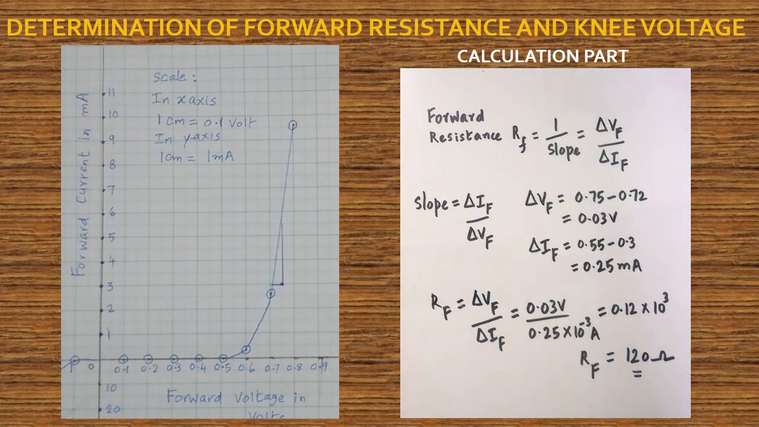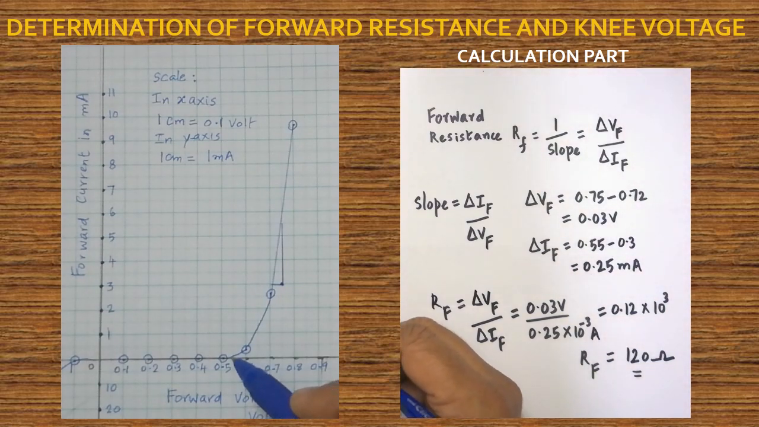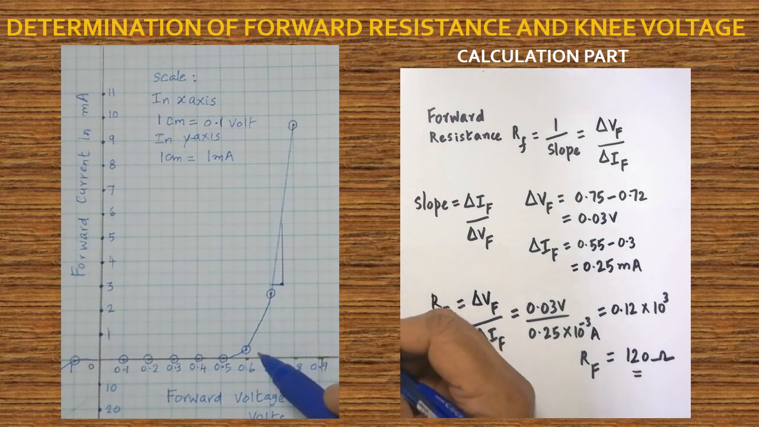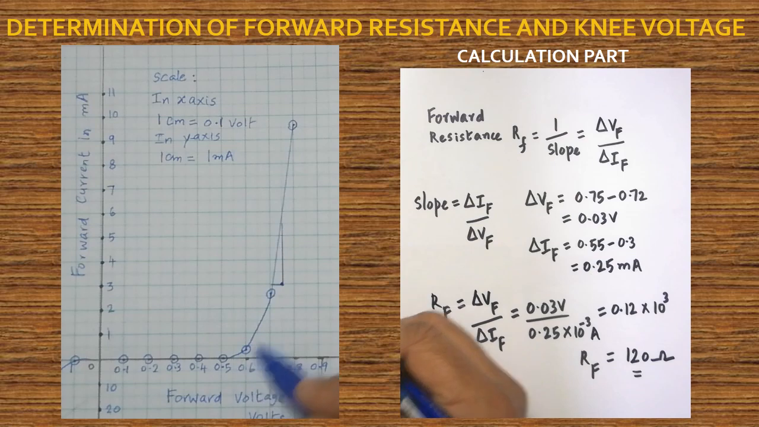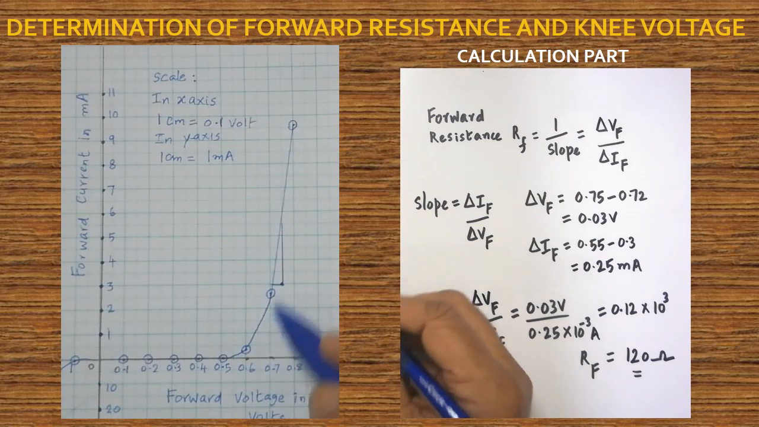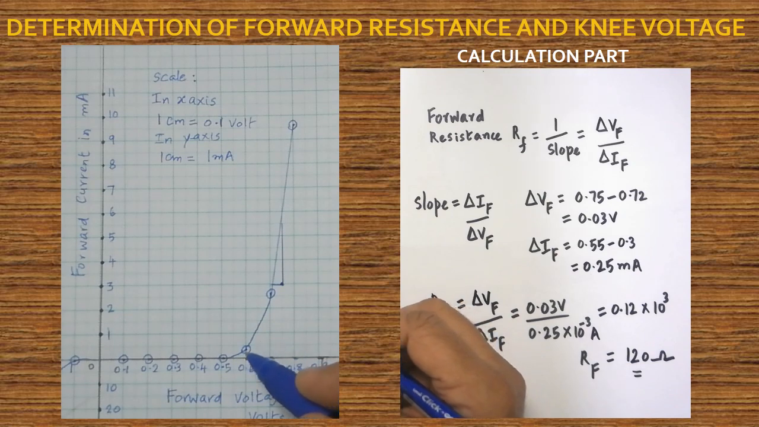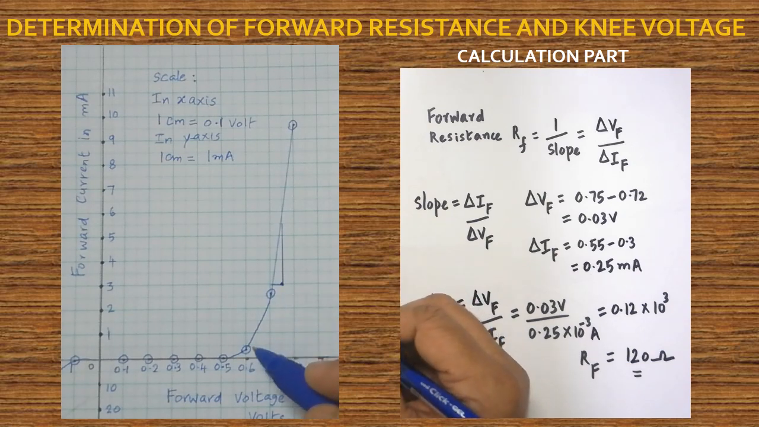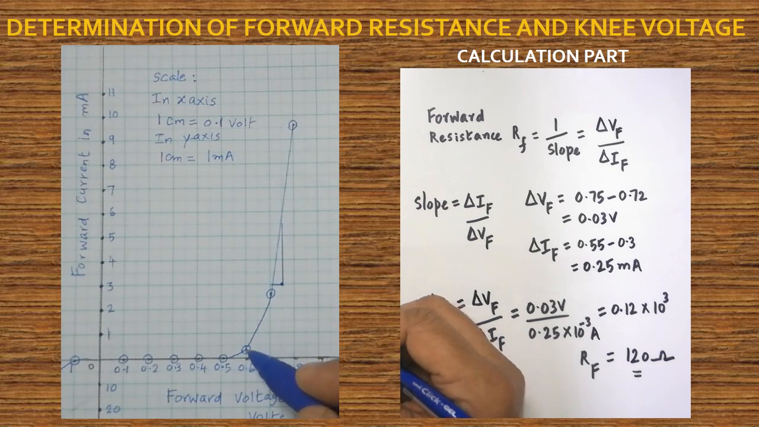Here, one more factor you have to find out, that is called knee voltage. How to find out the knee voltage? Look at that. Here only the current starts increasing. We have to find out at which voltage the current starts increasing. At a particular forward voltage, the current starts increasing. Are you clear? You can choose this point or you can choose this point. So, here only the current starts increasing.